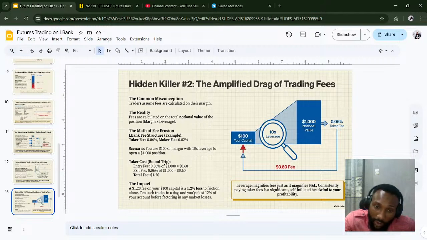10 of such trades in a day and you have lost 12% of your account before factoring in any market losses. Just imagine. A $100 trade and $1.20 is taken as total fee because they're charging it on your notional value, that's your total position size. They're not taking it on your margin. So that's the way it is.